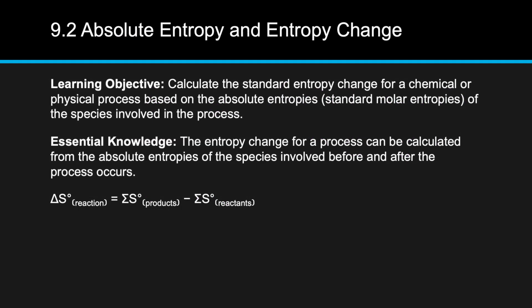All right, now moving into 9.2, this is when we're actually going to be calculating entropy change. So up to this point, we've been predicting whether entropy increases or decreases. Now we're actually going to quantify it using real data. So the key idea is that every substance has a known value called its standard molar entropy, or S. And to find the entropy change for a reaction, we use the formula delta S equals the sum of the entropy of the products minus the sum of the entropy of the reactants.